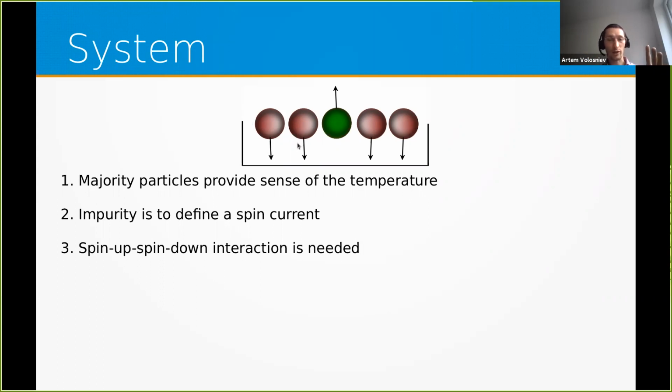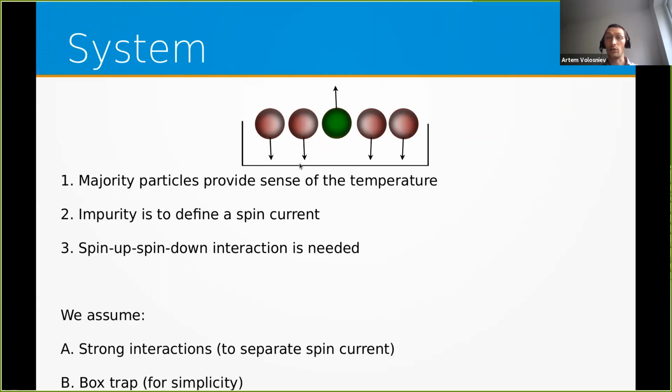All right, so what is shown here? Majority particles. Why do I think that this system is one of the simplest ones? The majority particles provide a sense of temperature, so you do need them, of course. And you introduce an impurity basically to define a spin current. Without another spin, you could just say that there's no spin current. And of course, you also need some interactions between spin up and spin down, because otherwise how would this green particle know about the temperature of the red ones? So that's basically the minimal model that you could have.